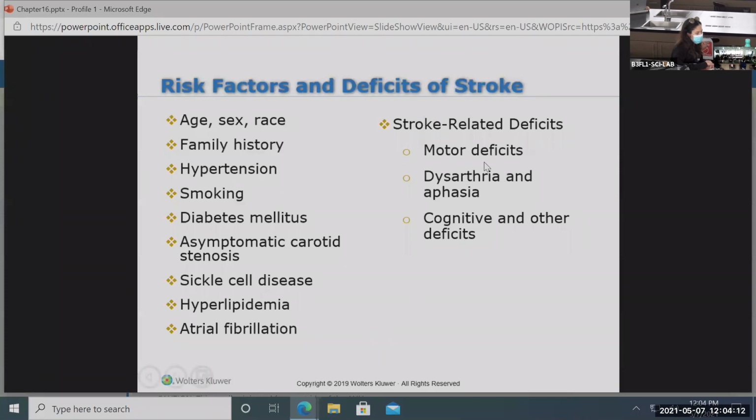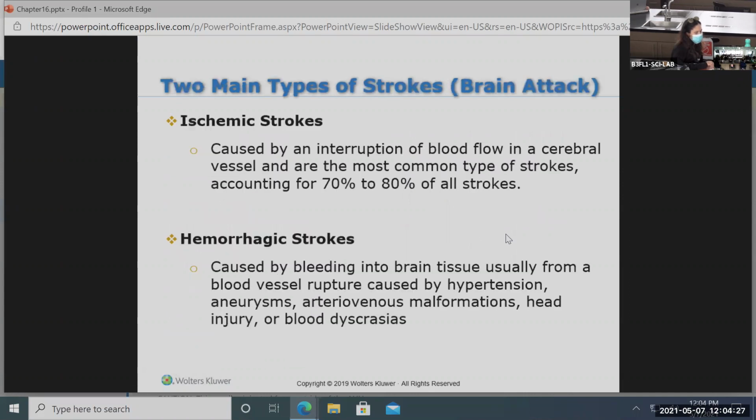Stroke might cause motor deficit, speech, cognitive and other deficits. So it depends on which part of the brain, which lobe of the brain, is affected by stroke. Please highlight, among stroke there are two main causes. One is ischemic and the other is hemorrhagic. Ischemic stroke accounts for almost 70 to 80%, and the rest belongs to hemorrhagic. So ischemic stroke is the important one.